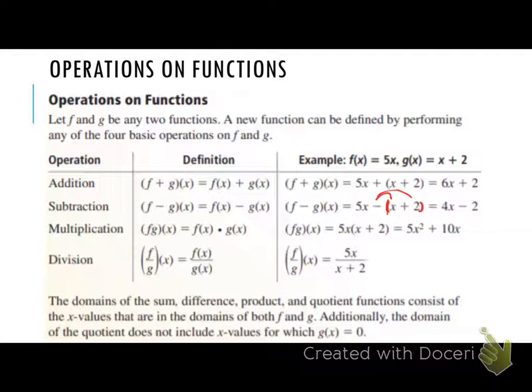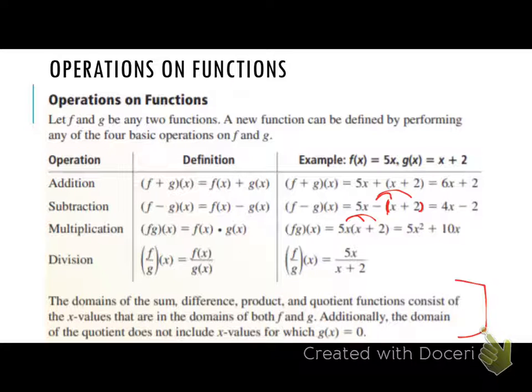Multiplying f times g of x, 5x times (x plus 2). Once again, we're distributing. 5x times x is 5x squared. 5x times 2 is 10x. And lastly, f divided by g of x is 5x over x plus 2. There's no more simplifying to be done here, so that's where I'd stop. Everyone got that? I would have this paragraph written down. I would have that written down.